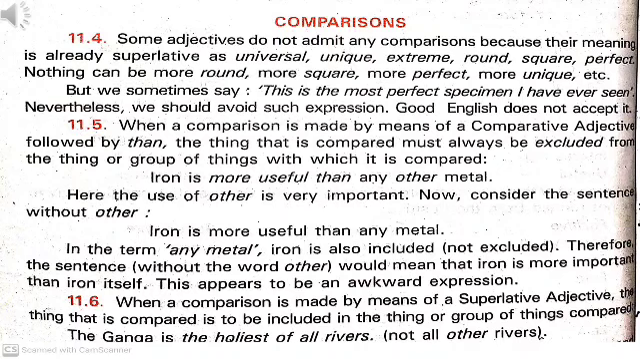And when we compare any person or thing by means of a superlative adjective, then whatever thing is compared must be included, means that is not needed to add other in that sentence. For example, the Ganga is the holiest of all rivers. Here we cannot say all other rivers. If we say all other rivers, then the meaning will be different.